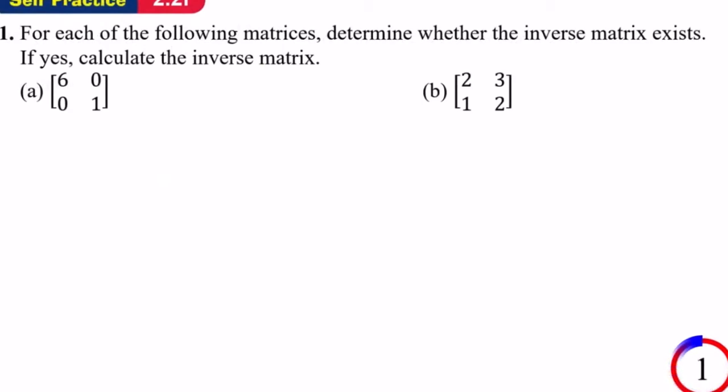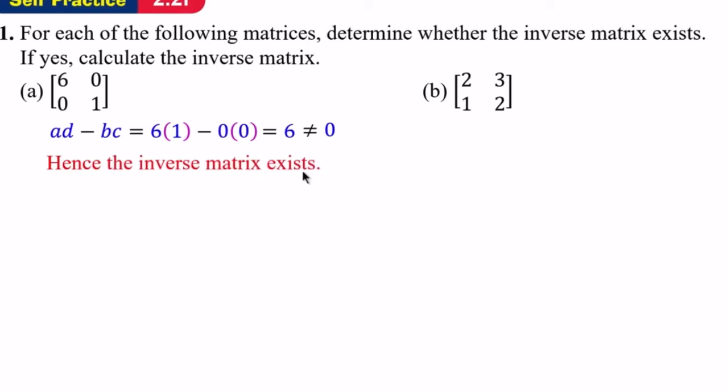For each of the following matrices, determine whether the inverse matrix exists or not. So we just find AD minus BC, 6 times 1 minus 0. Since we are not getting 0, the inverse matrix exists. Alright, so we can find the inverse matrix. It's 1 over 6 times 1 minus 0, then 1, 6, and the 0 still remains.